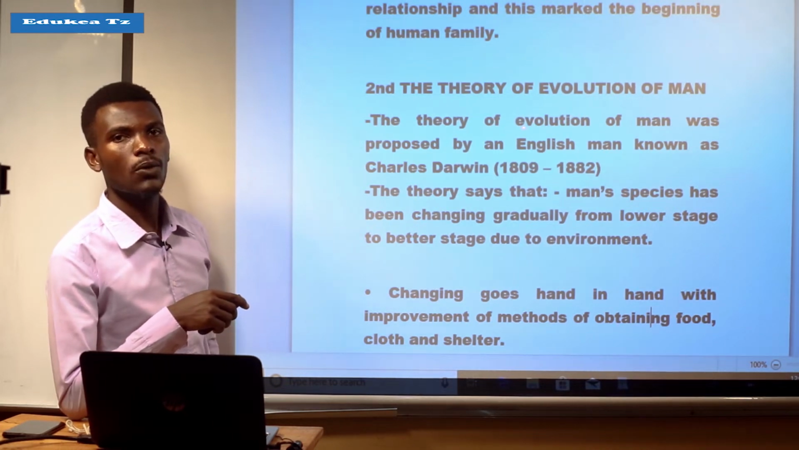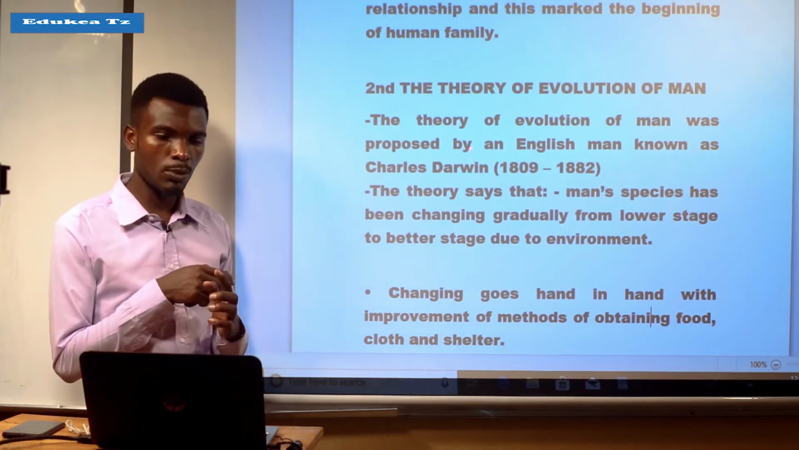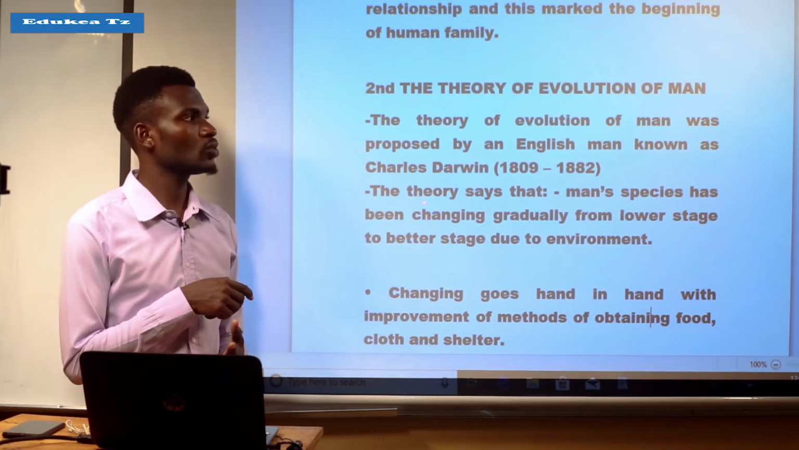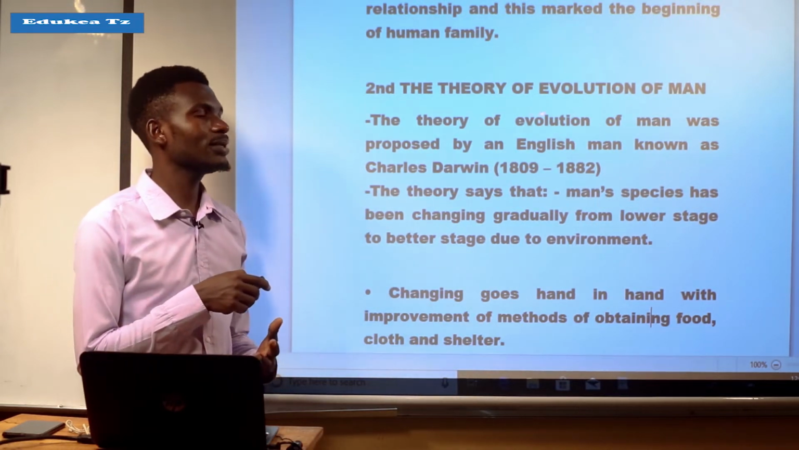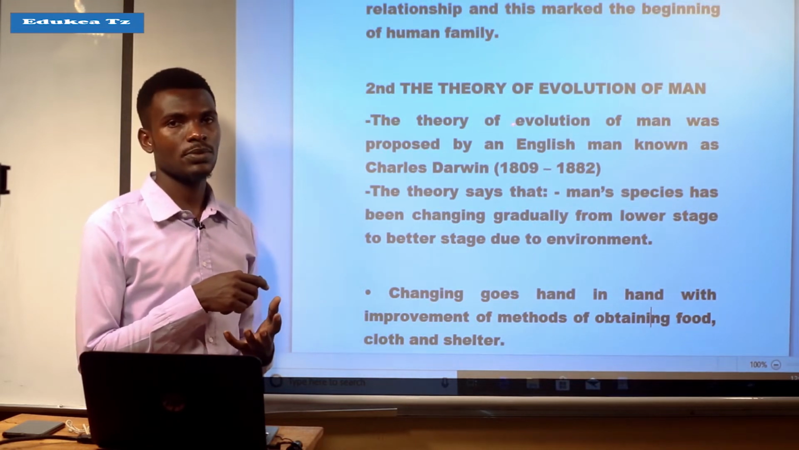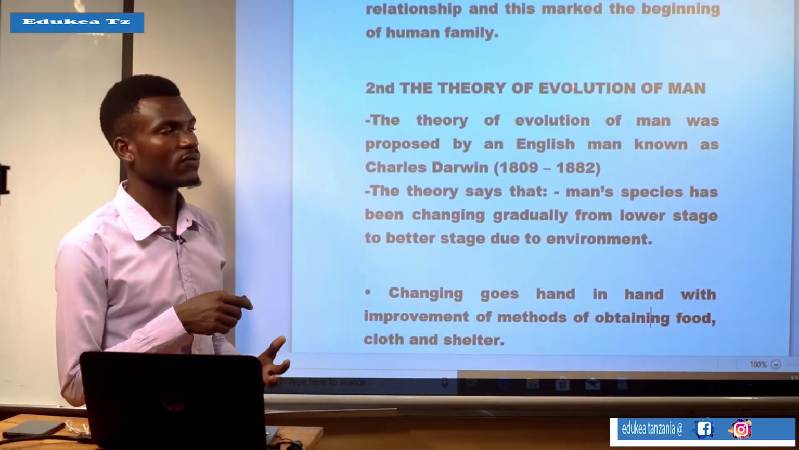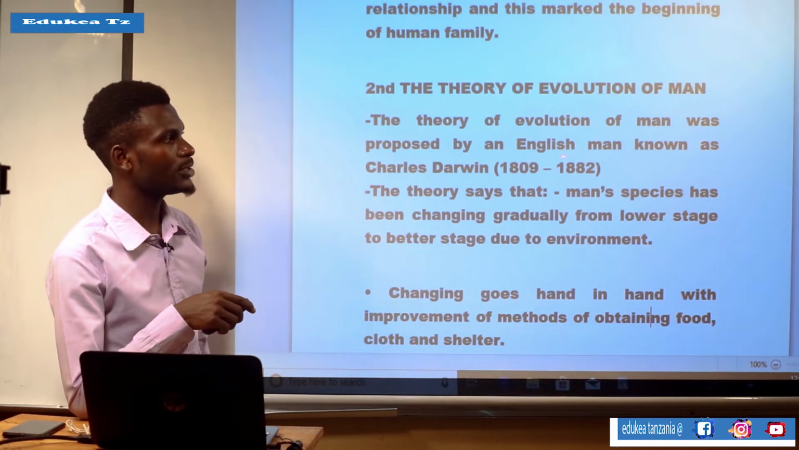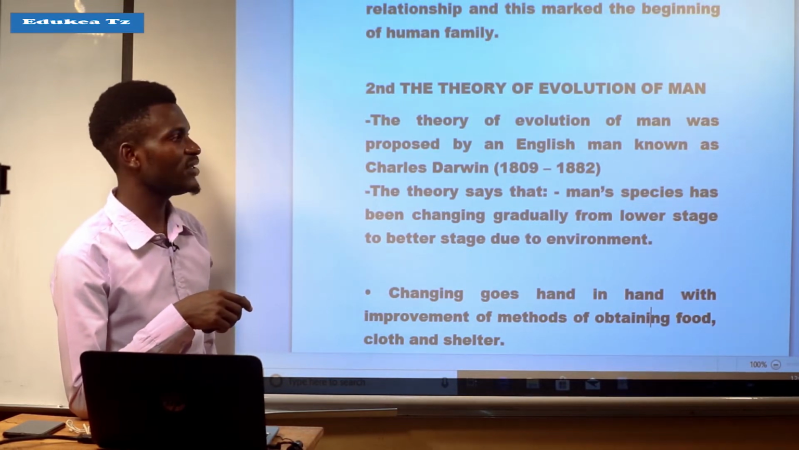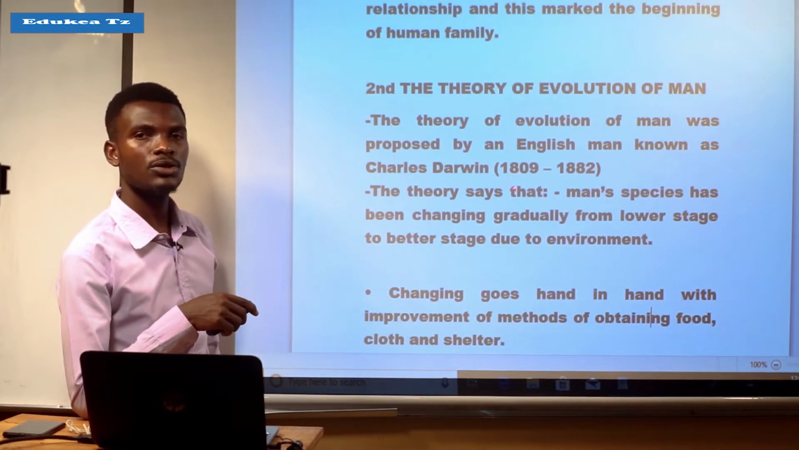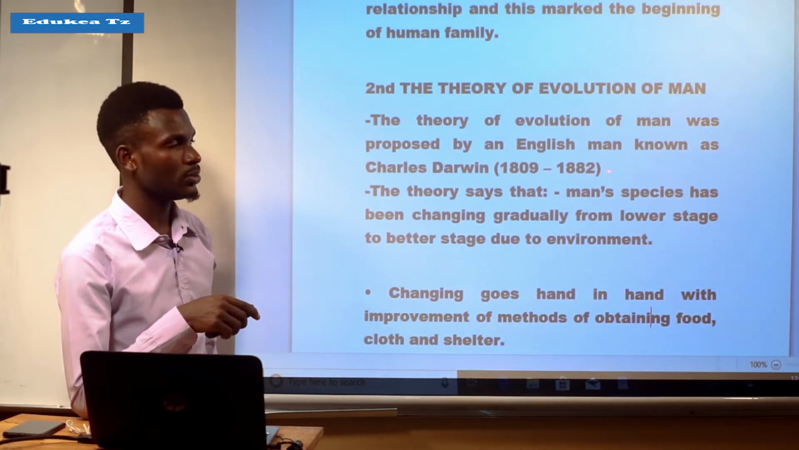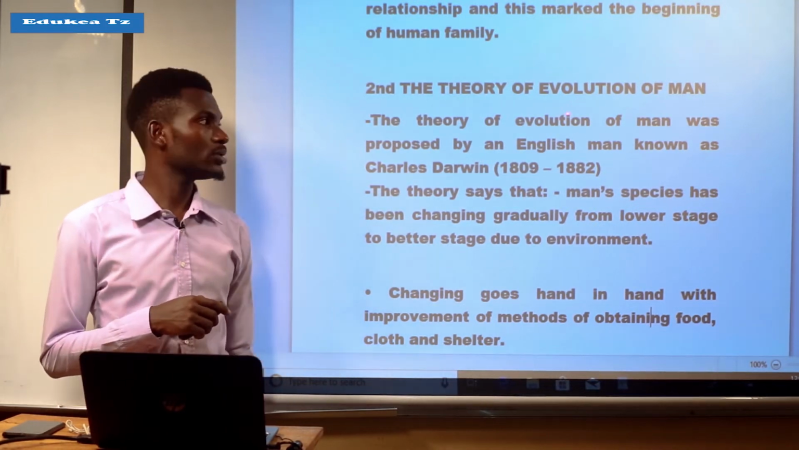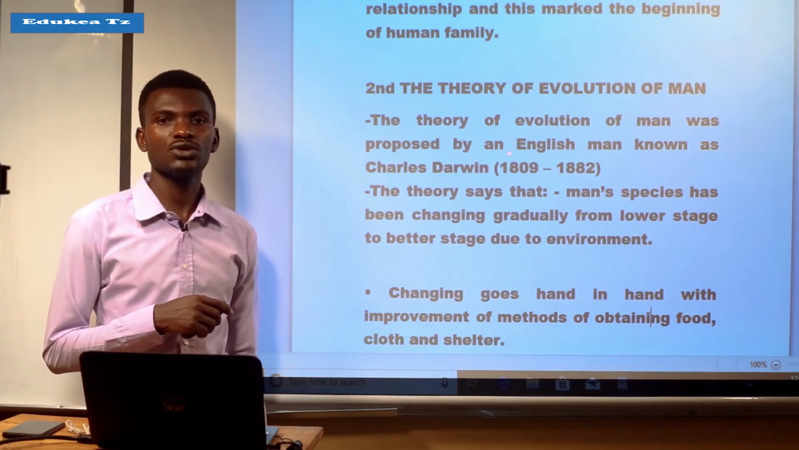It just shows or explains how man changed from one form to another form until man became the modern or true man. So this theory covers almost our whole topic. The theory of evolution of man was proposed by an Englishman known as Charles Darwin, who lived between the years 1809 and 1882.